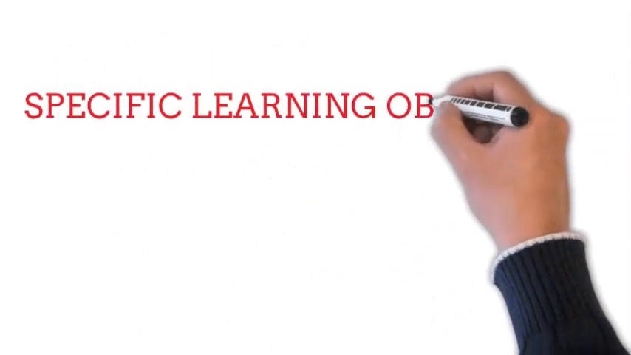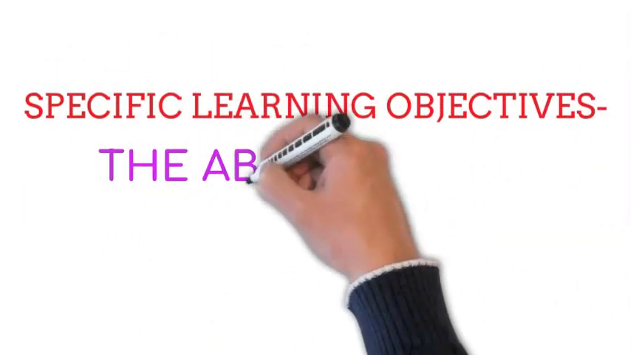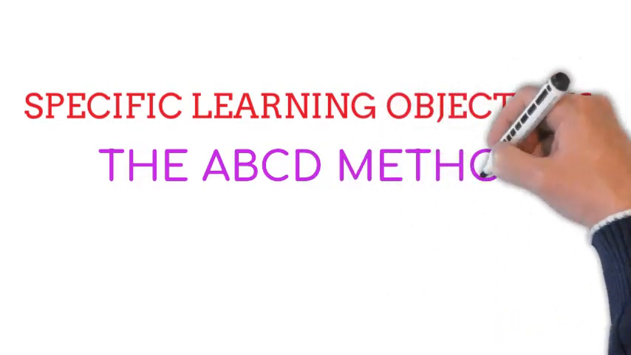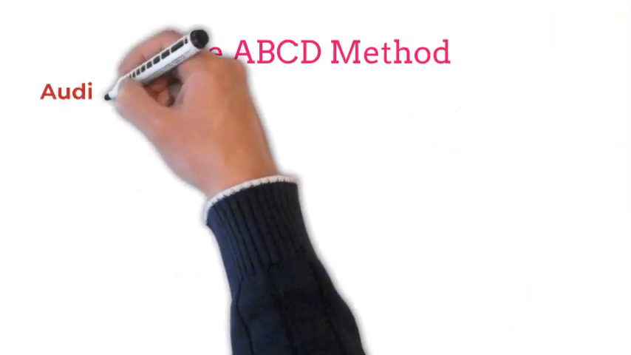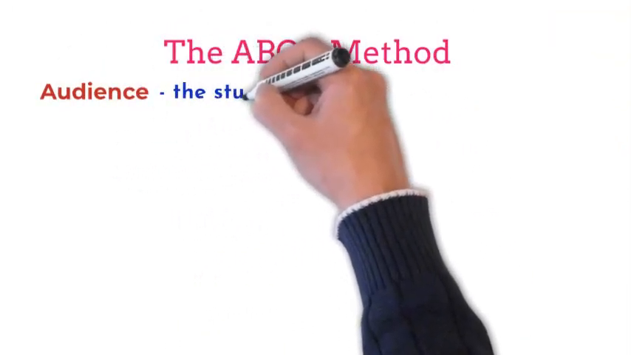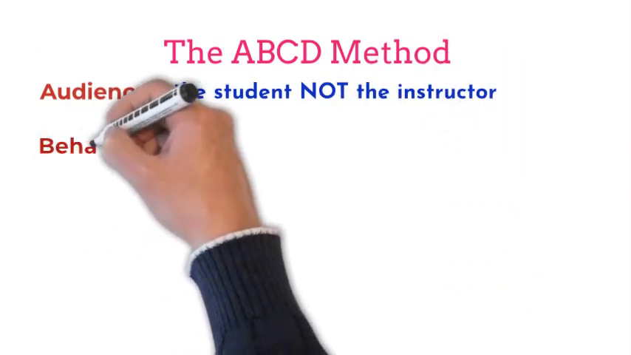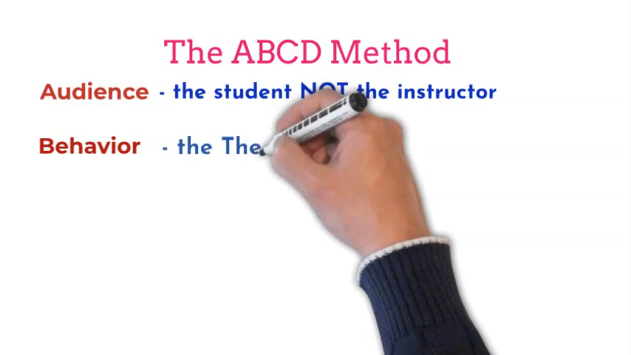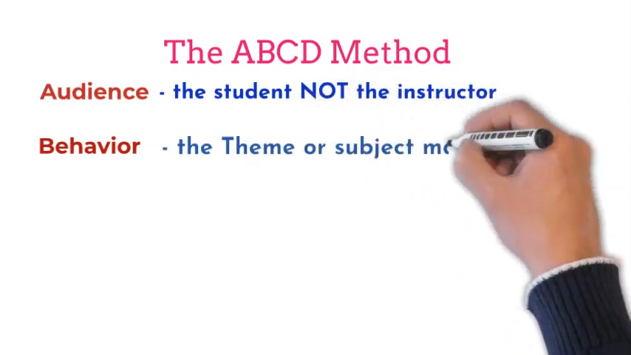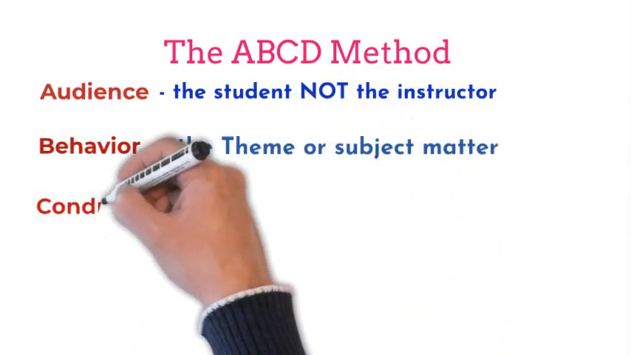Writing specific learning objectives using the ABCD method. The ABCD method. Audience. Audience is the student and not the instructor. Behavior. The theme or subject matter of the learning objective.